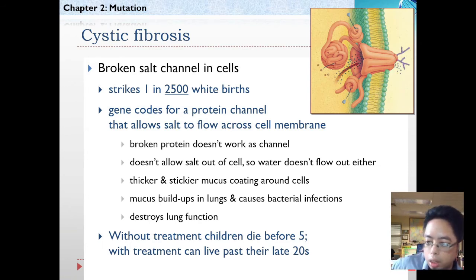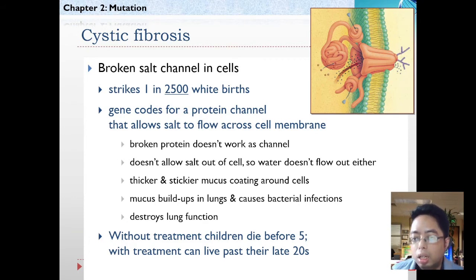So the thing is, due to a mutation in terms of deletion, it actually causes this salt channel, or sodium channel, to be broken. There is a gene that is supposed to code for a protein channel that allows salt to flow across the cell membrane. When the salt flows across the cell membrane, then osmosis will change and it will draw water to make the mucus much more watery and flowy. Whenever you sneeze, it's watery, right? It's not gluey, it's watery.